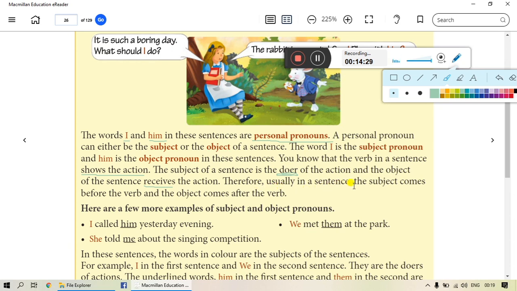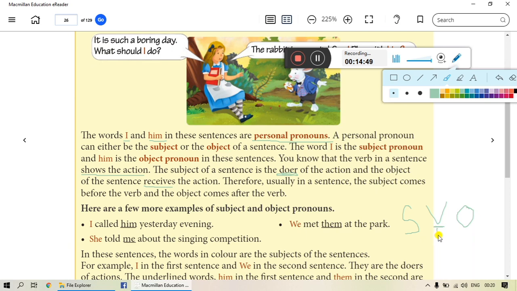Therefore, usually in a sentence the subject comes before the verb and the object comes after the verb. So there is the verb, and they are saying that the subject comes before the verb and the object comes after the verb, because the verb is what is being done.